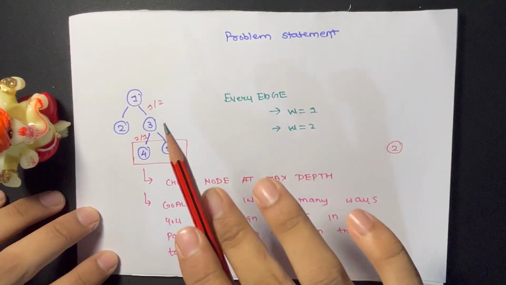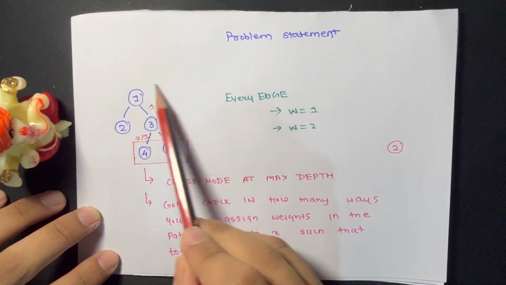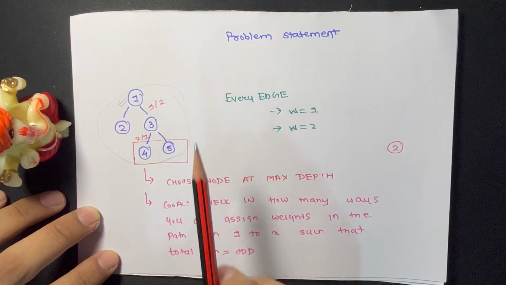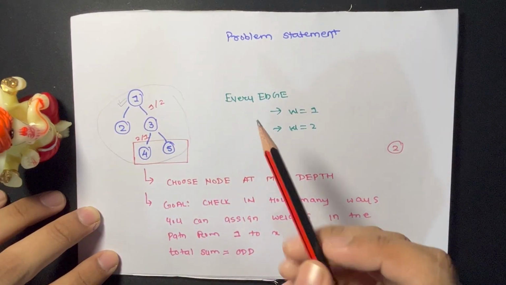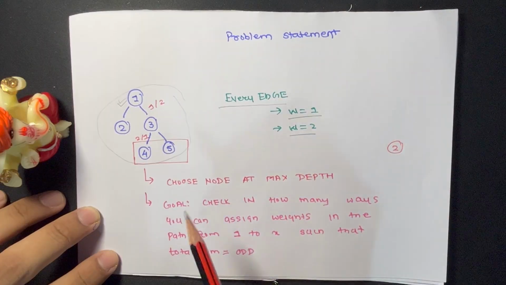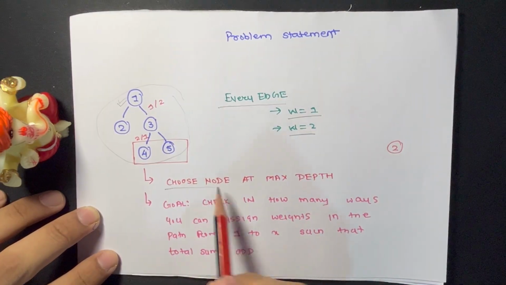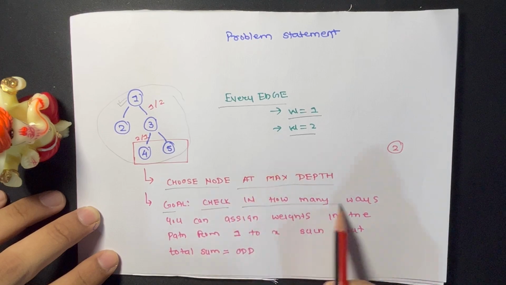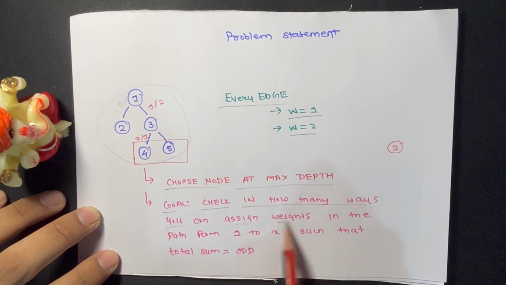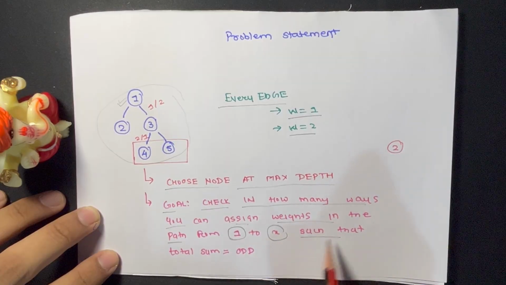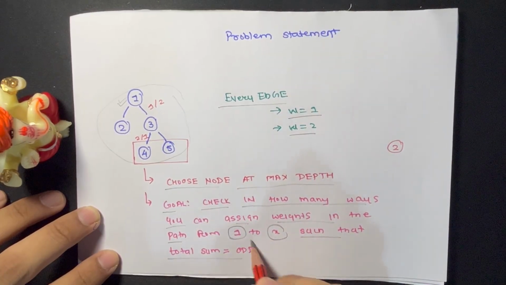So we have been given an edges array from which we can generate a graph like structure like this, where 1 is the root node of the graph. Okay, and what we have been told is we can assign every edge with the weight of 1 and 2. And what we need to do is choose a node at the maximum depth, and our goal is to check in how many ways you can assign weights in the path from 1 to the maximum depth node such that the total sum of the path will be an odd number.